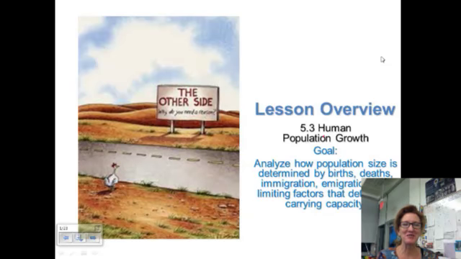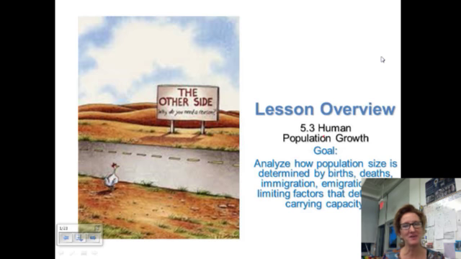All right, well, continuing Chapter 5 on human population growth and continuing our goal, which is to analyze how population size is determined by births, deaths, immigration, emigration, and limiting factors that determine carrying capacity.